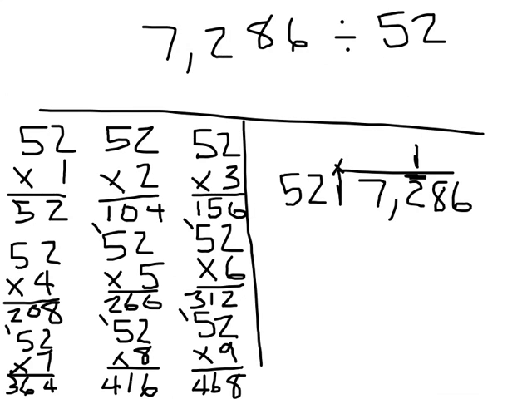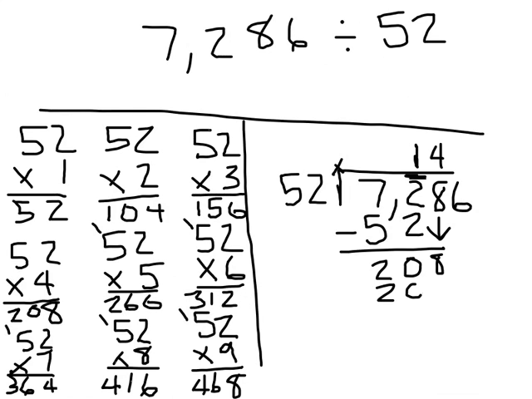I can take one group of 52 hundreds out of 72 hundreds. 1 times 52 is 52. When I subtract, I have 20 hundreds remaining. I can bring down my 8 to divide in the tens place. I can take 4 groups of 52 tens out of 208 tens. 4 times 52 is 208. When I subtract, I have no tens left over.